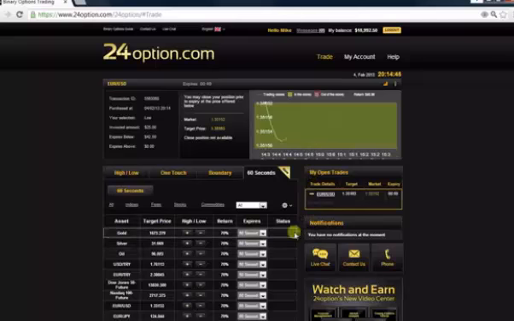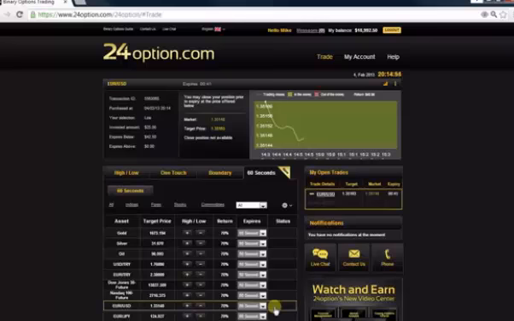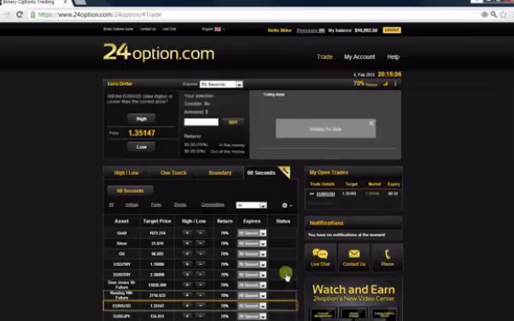Now, what's different about the 24options platform from other platforms is that you have to click in order to prepare your next trade. What I mean by that is, this is the current trade, and it looks like we're winning this trade, but what we want to do is get the next trade ready, Euro US dollar.